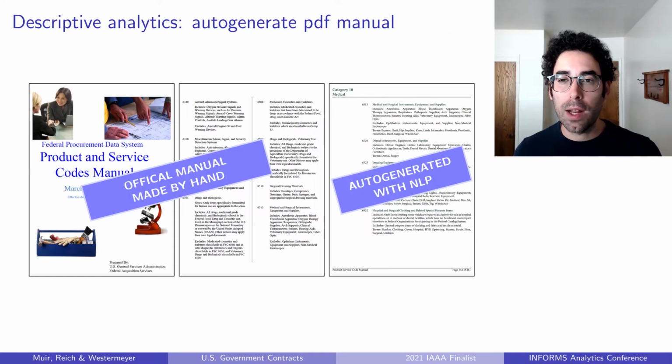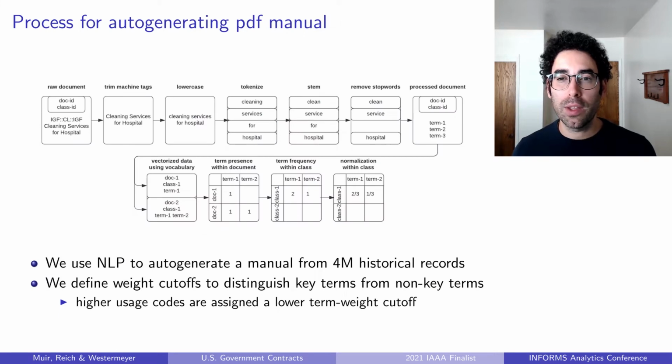On the descriptive analytics front, we already reviewed there's a PDF manual published by the General Services Administration. That's the official manual. That manual is compiled by hand and it's updated by people. What we've done is auto-generated a version of that manual with NLP, pulling information from the manual itself and complementing that information with terms that we can extract from the historical data.